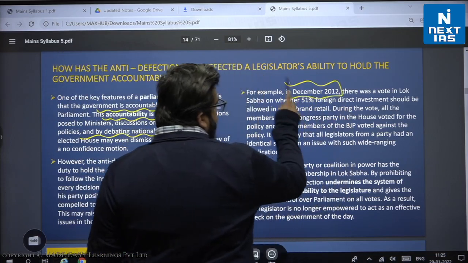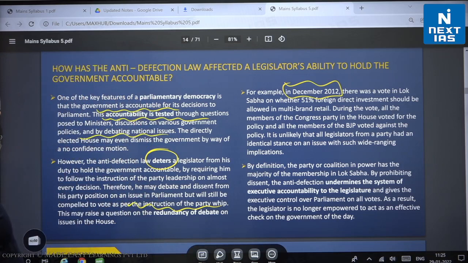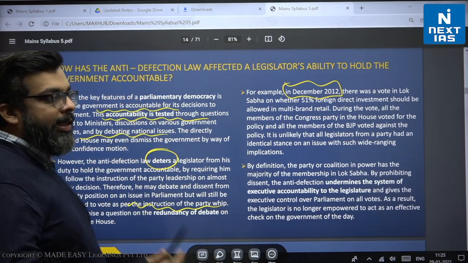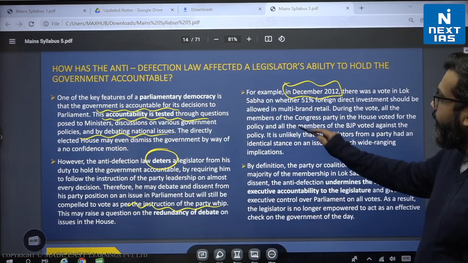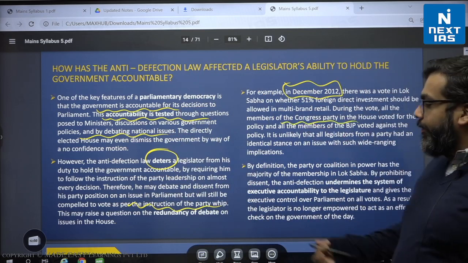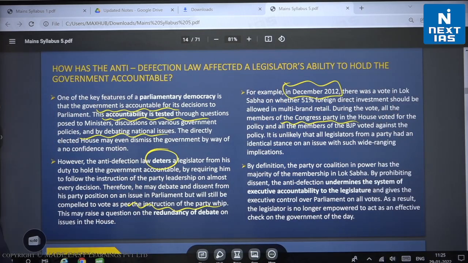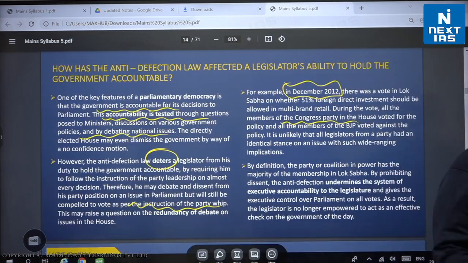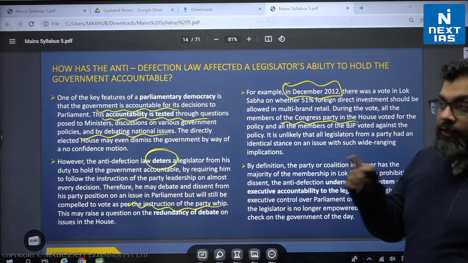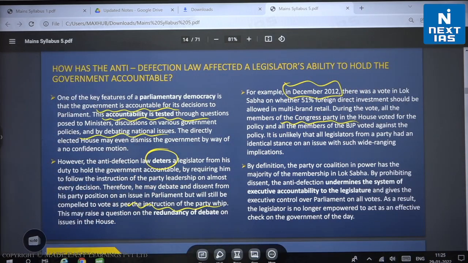In December 2012, when there was a vote in Lok Sabha on 51% FDI should be allowed in multi-brand retail or not, ये बहुत बड़ा issue हुआ था because local kirana shops, what will happen to them and all that. During the vote, all of the members of the Congress party voted for the policy and all the members of the BJP party voted against the policy. ऐसे कैसे हो सकता है? How does everybody have the same opinion? Because the whip was issued. You have to vote like this. सरकार तो नहीं गिरेगी, तुमको हम हाउस से बाहर जरूर निकाल देंगे, right?